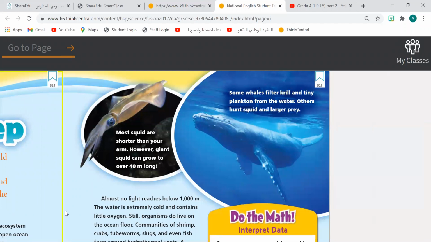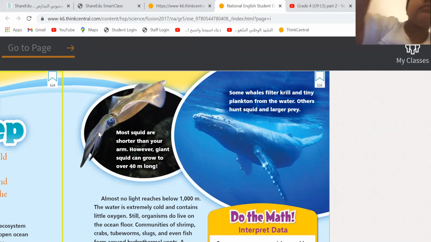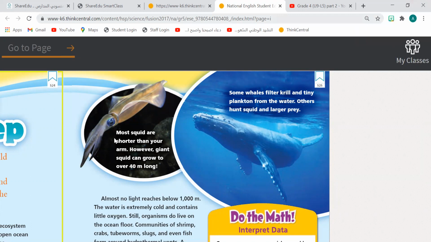This is a squid. We call it a squid. Most squid are shorter than your arm. However, giant squid can grow to over 40 meters long. Wow. So a normal squid is usually what? Short or long? Short.